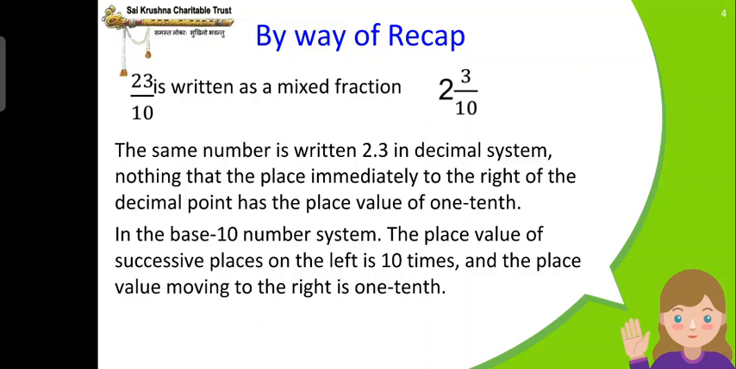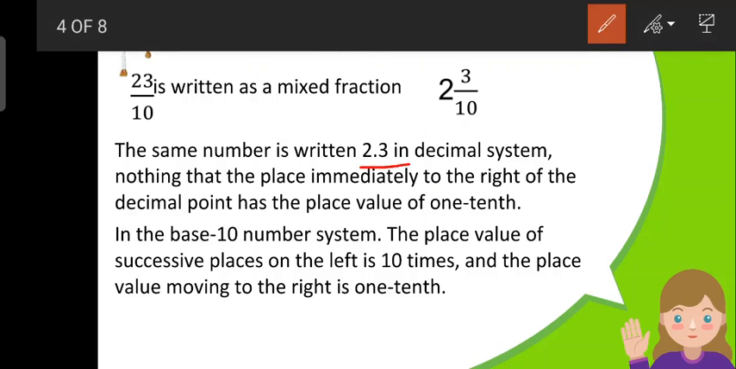Okay, how can you say that it is 2.3? See, 3 is nothing but what? 3/10, right? It is 0.3, therefore 2.3. Okay, so note that the place immediately to the right of the decimal point has the place value of 1/10, which means after the point, what do we have here? We have 3, right? So 3 represents 3/10. Is it clear? If it is 1, then it is 1/10, like that.